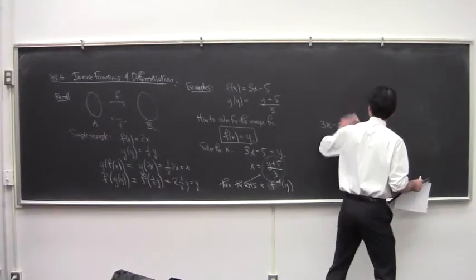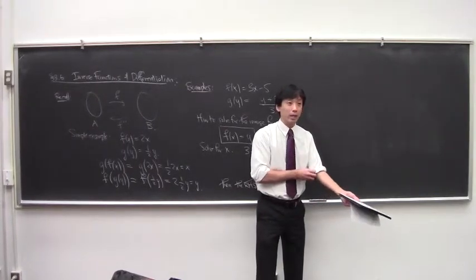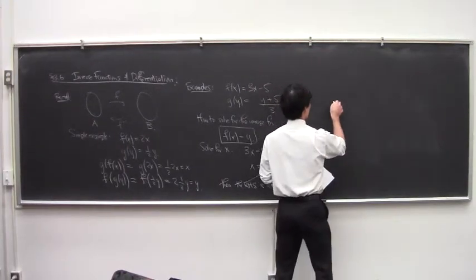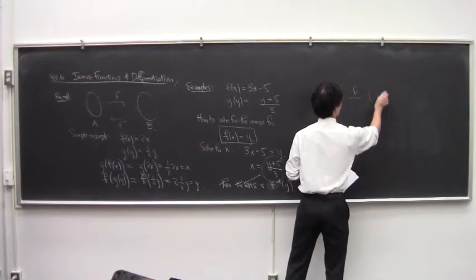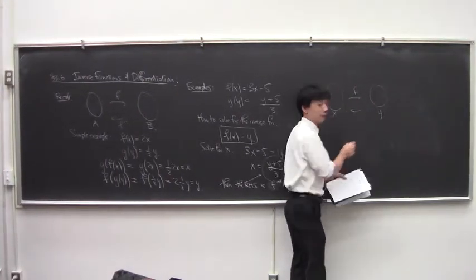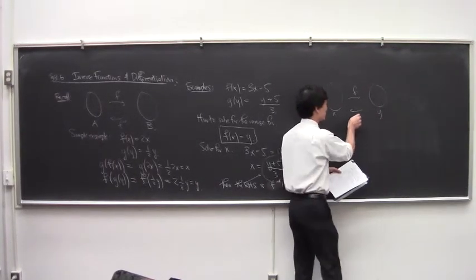Once you get to higher level classes, you'll have different variables, and each variable will count for something different. And it actually makes more sense to think of, if your f is a function of x and gives you some y value, then f inverse really should be a function of y and give you some x value, right? So that's actually more logical.